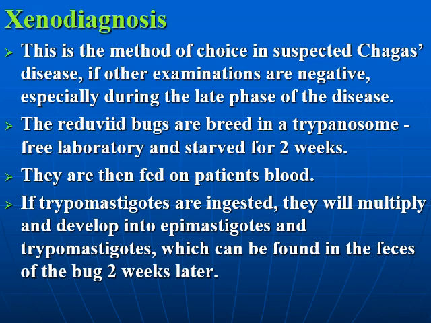One method for diagnosis of American trypanosomiasis is xenodiagnosis. This is the method of choice in Chagas disease if other examinations are negative and we have clinical manifestations of the disease, especially during the late phase. In this method, the reduviid bugs or triatomine bugs are bred in a trypanosome-free laboratory and starved for 2 weeks. They are then fed on the patient's blood. If trypomastigotes are ingested, they multiply and develop into epimastigotes, then trypomastigotes, which can be found in the feces of the bugs 2 weeks later.